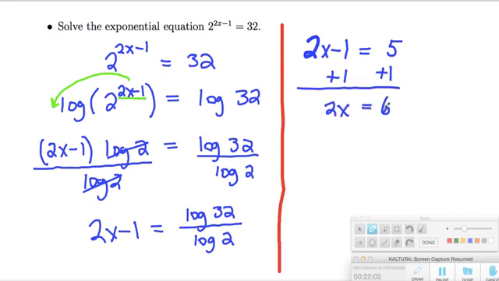2x equals 6, and the very last step, divide both sides by 2, and the final answer is that x equals 3.